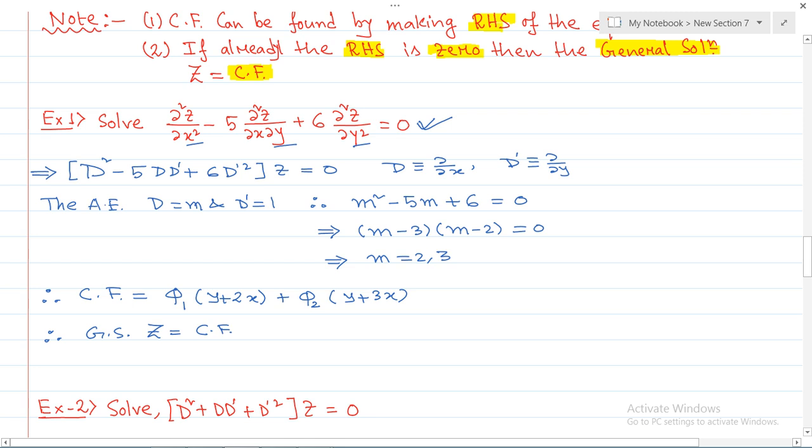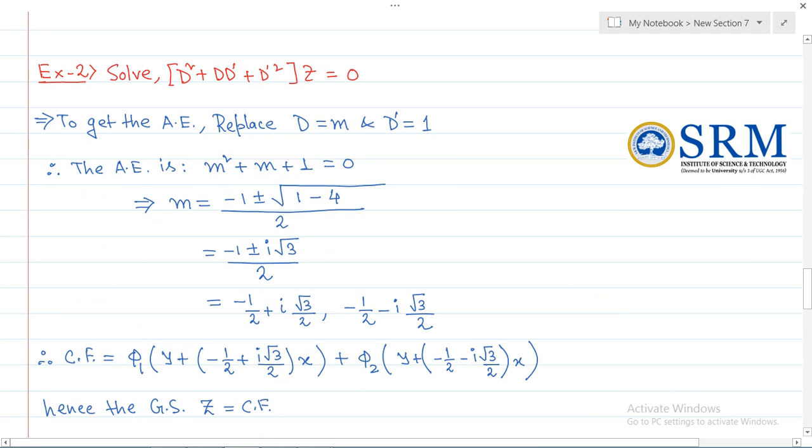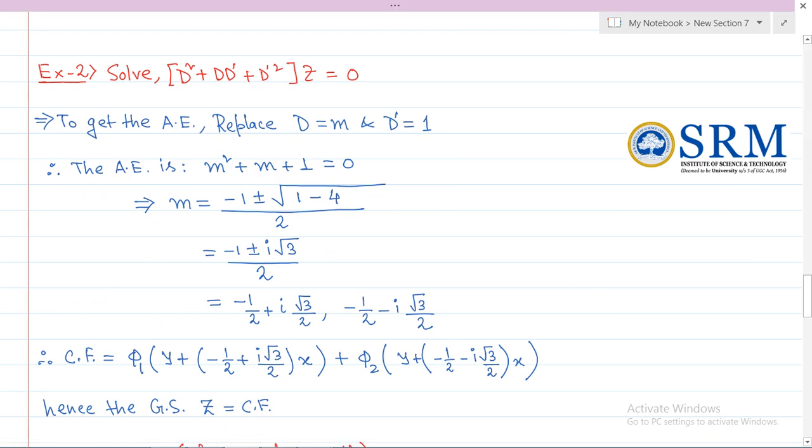Let us come to the second problem. Solve (D² plus D D' plus D'²) z equal to 0. So how to solve it? Same technique: we consider the auxiliary equation first by replacing D by m and D' by 1. So we have the auxiliary equation as m² plus m plus 1 equal to 0.